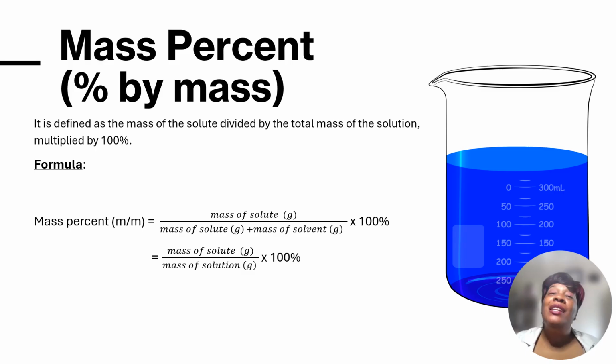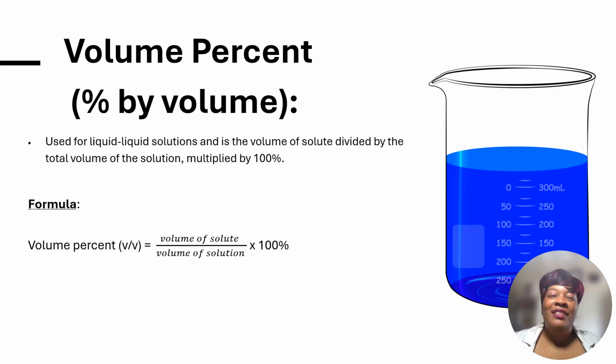Mass percent is another wonderful example that you will have to know how to calculate. Mass percent, or percent by mass, simply means the mass of the solute divided by the total mass of the solution multiplied by 100%. Again, I will delve a little deeper into how to calculate this type of problem. Make sure you put them on your note cards to help you remember these formulas.